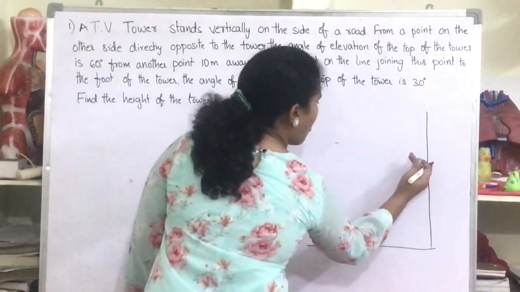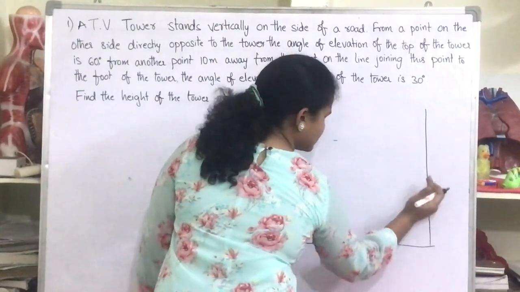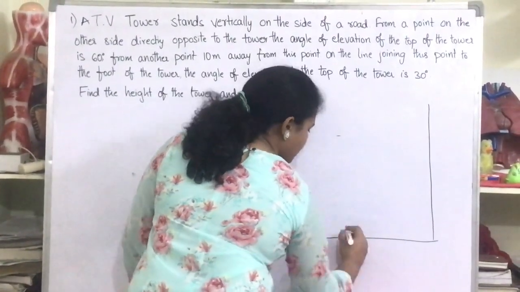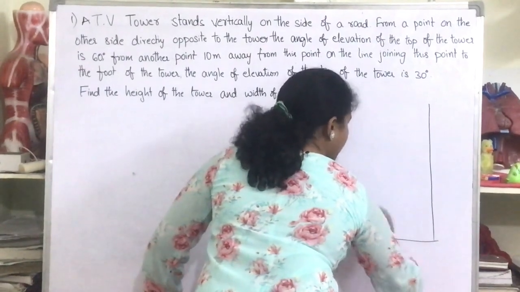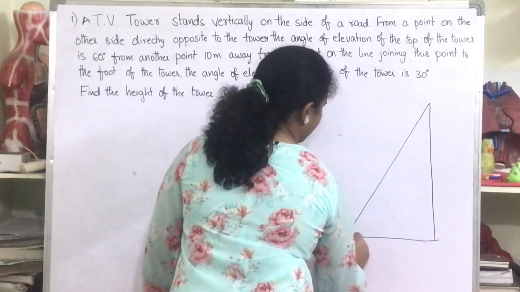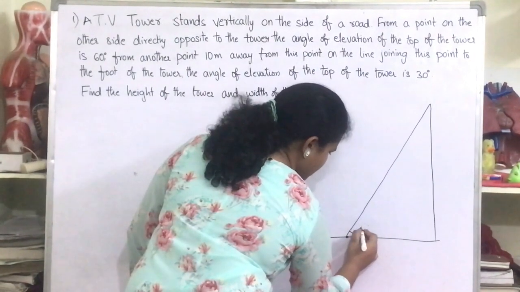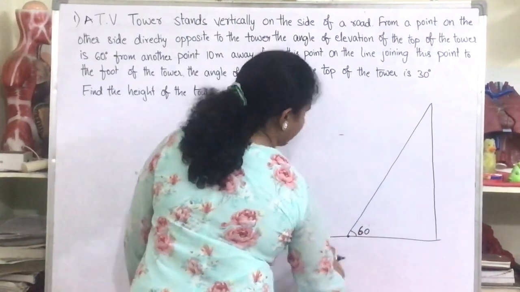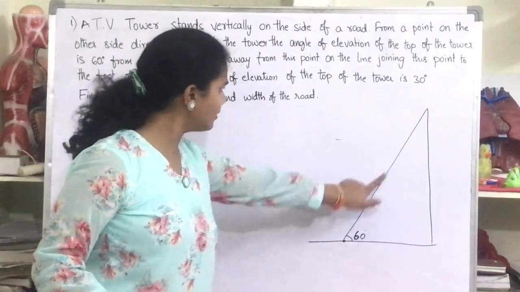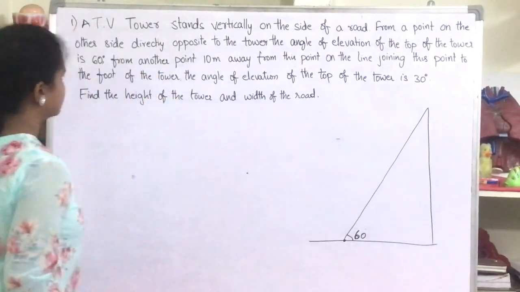Now from a point opposite to the tower, the angle of elevation is 60 degrees. So this is the tower. Opposite to the tower, here forms a point. From here to the top of the tower makes 60 degrees over here. The angle of elevation, right? Whereas here you can see that the angle of elevation to the road at the top of the tower is 60 degrees.